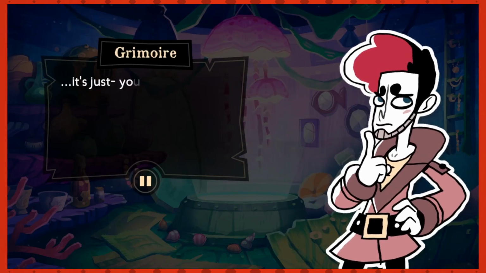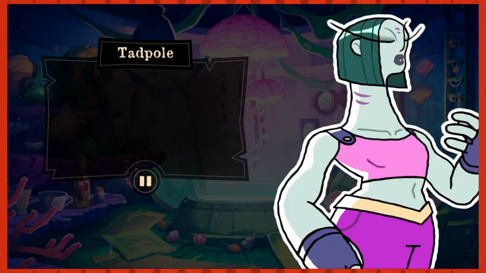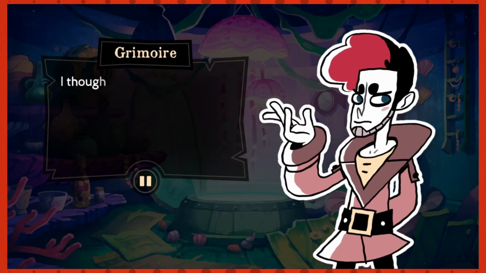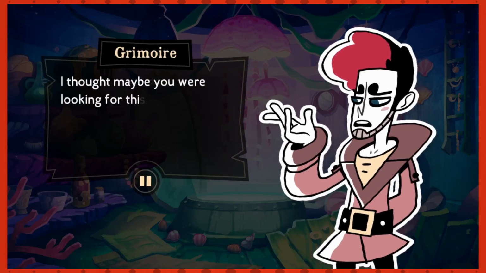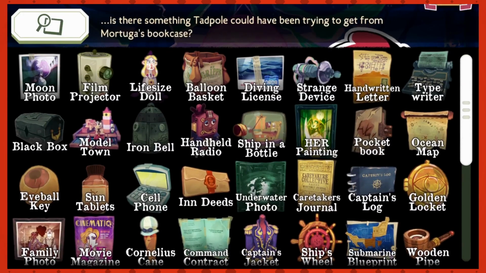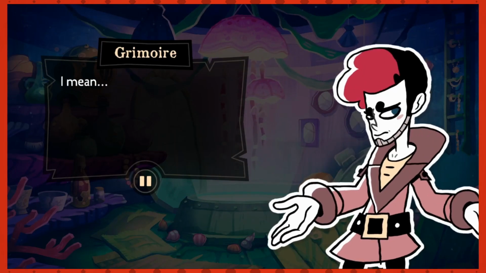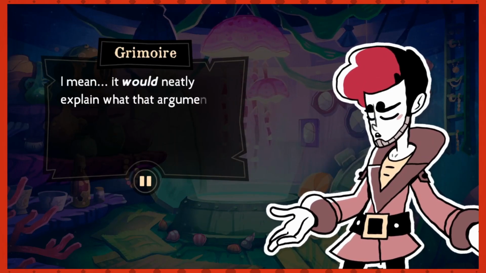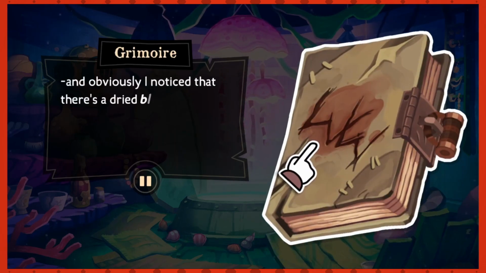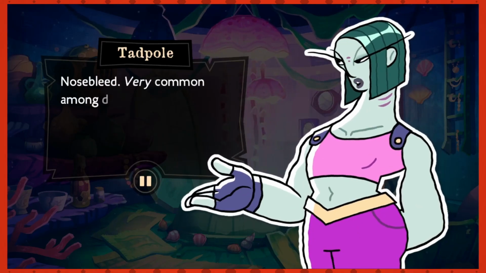It's just, you were seen rummaging through Mortuga's bookcase. The one in this cabin. Someone sneaking around watching me rummage through bookcases? I thought maybe you were looking for this. This particular pocketbook. Ah, nope. That all you got? I mean, it would neatly explain what that argument was about. Not an argument. And obviously I noticed that there's a dried blood stain on the front of the book. Nosebleed. Very common among divers.